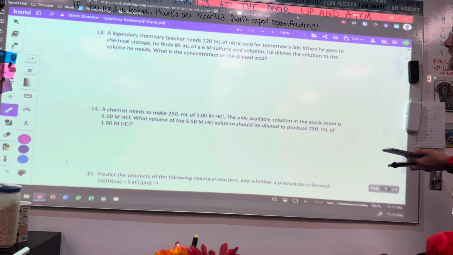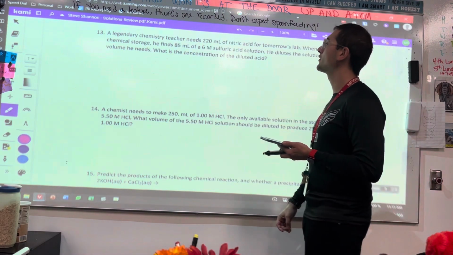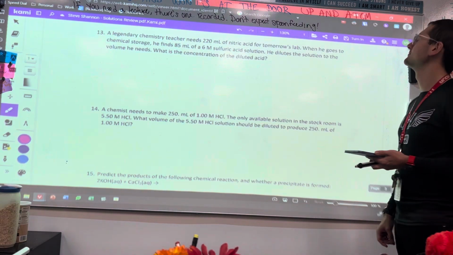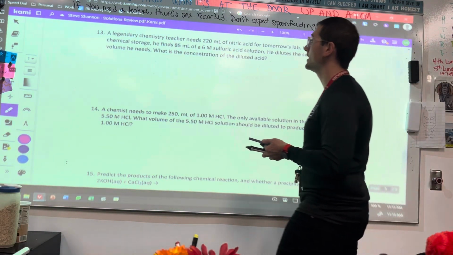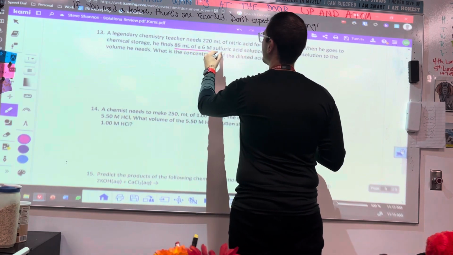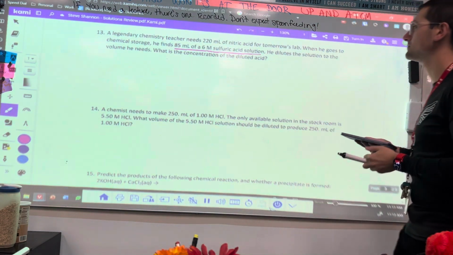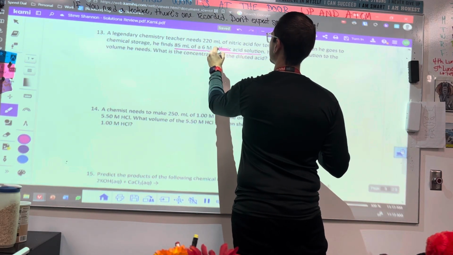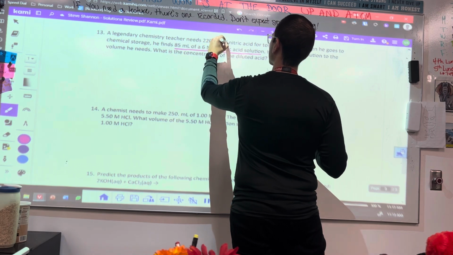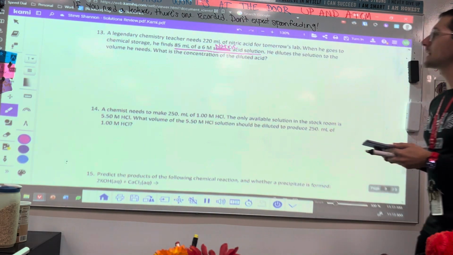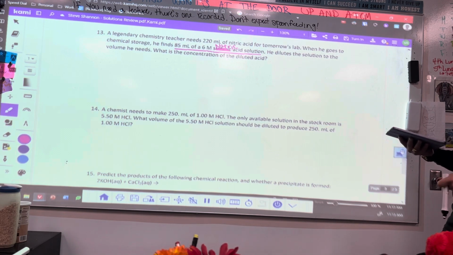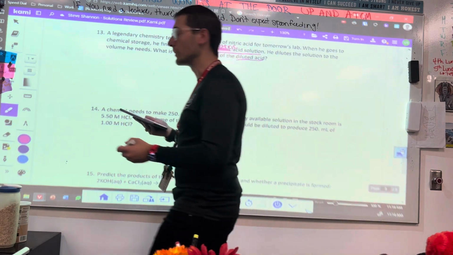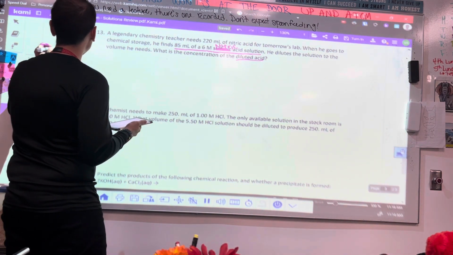Number 13, a legendary chemistry teacher needs 220 milliliters of nitric acid for tomorrow's lab. Nice. When he goes to chemical storage, he finds 85 milliliters of a 6 molar sulfuric acid solution. Oh, that's a typo. It still needs to be nitric acid. He dilutes the solution to the volume he needs. What is the concentration of the diluted acid? When you see this, you should rejoice. When you see the word diluted, this is the dilution equation.